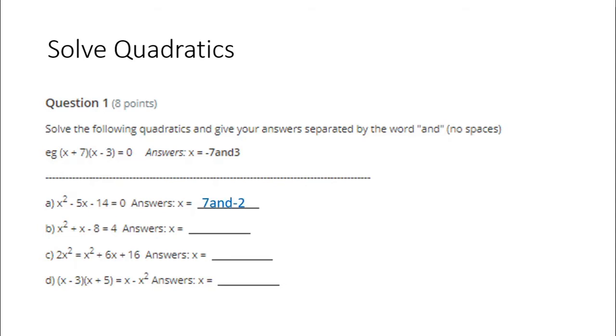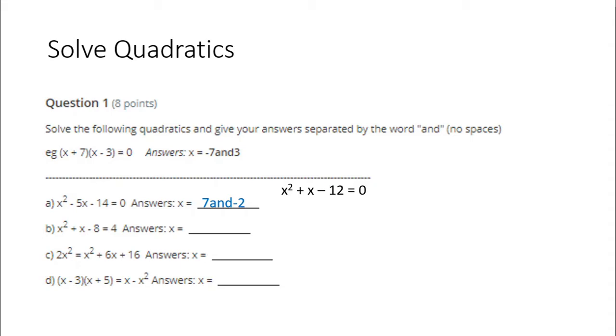Next question. Again, this is a quadratic. We can probably factorize, but first it needs to be equal to 0. It's equal to 4 right now. So let's move the 4 over to the left-hand side, and that gives us x squared plus x minus 12. Because we had minus 8, we minus 4 from it, minus 12. Now factorize that to solve.